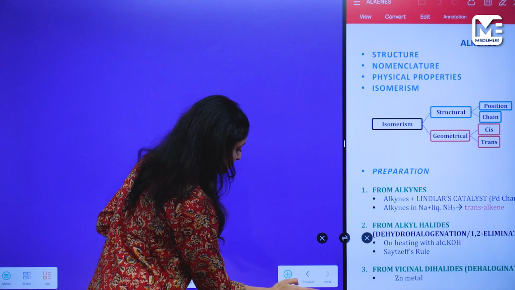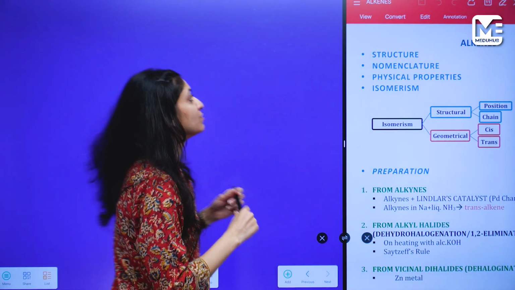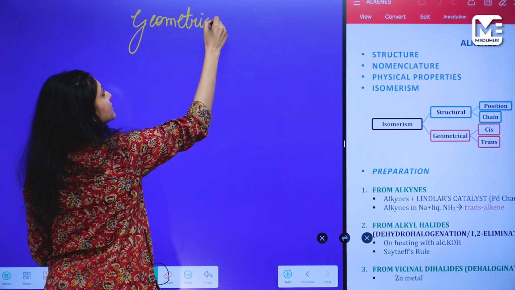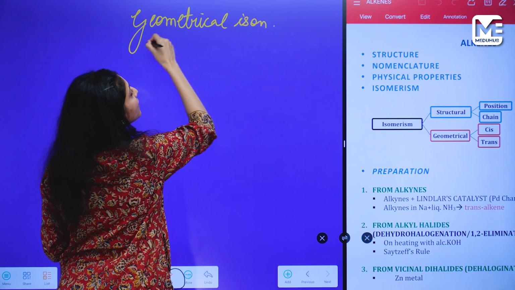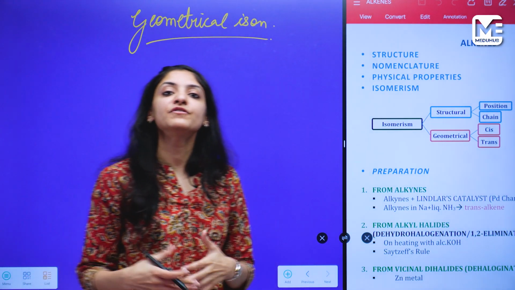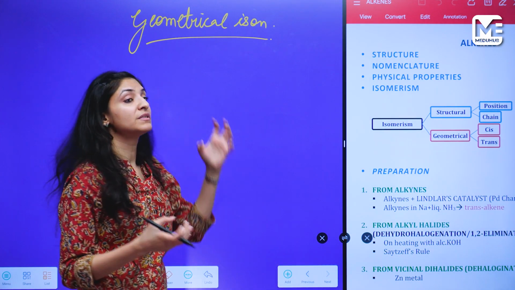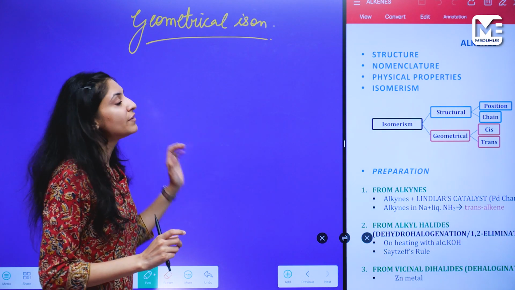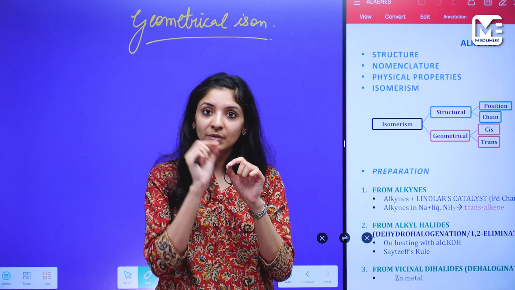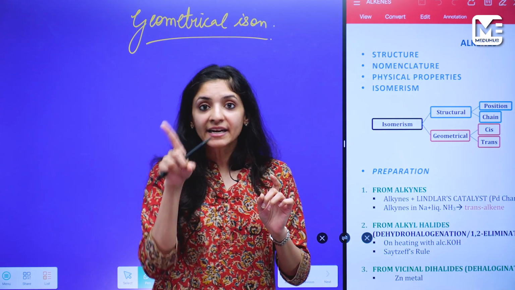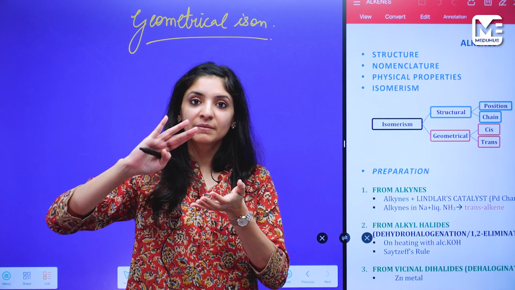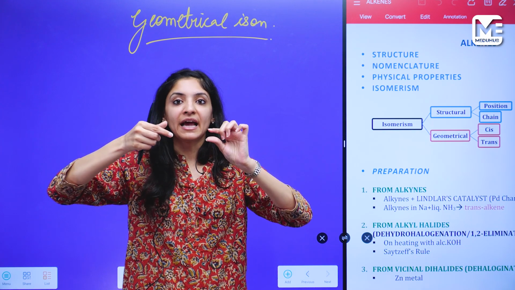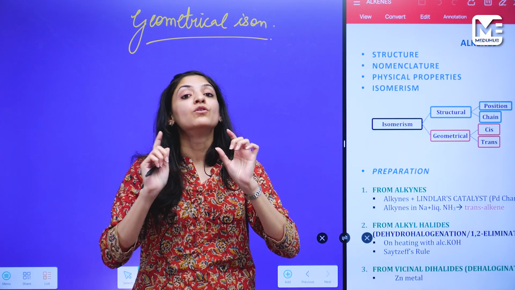There is another type of isomerism exhibited, that is called geometrical isomerism. Geometrical isomerism is a type of stereoisomerism. In geometrical isomerism, the different isomers differ in the spatial arrangement of the atoms. In alkenes, because there is a carbon double bond carbon present, the second bond is a pi bond which is perpendicular to the plane, and it is due to the partial overlap of the p orbitals. If we try to rotate an alkene around these carbon double bond carbons, rotation is restricted.